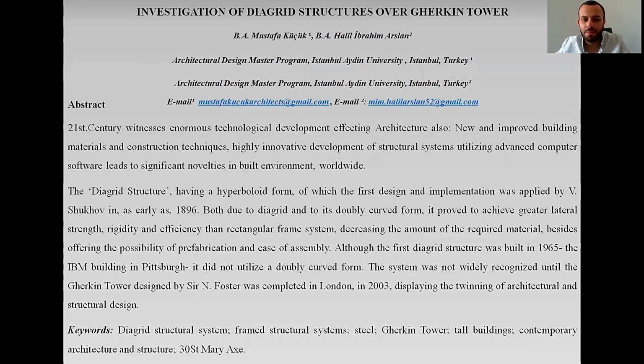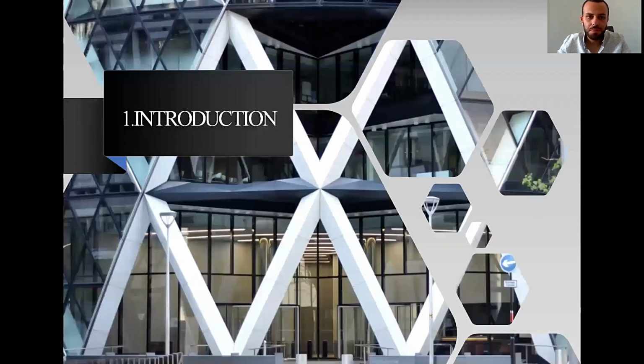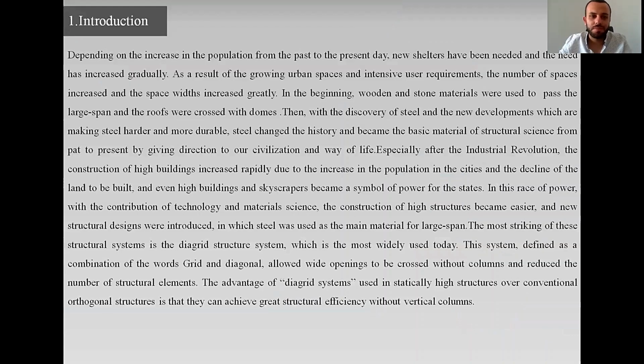Although the first diagrid structure was built in 1965, the IBM building in Pittsburgh, it didn't use the doubly curved form. The system was not widely recognized until the Gherkin Tower, designed by Sir Norman Foster, was completed in London in 2003, displaying the twinning of architectural and structural design. You can see the keywords. Let's start the introduction.